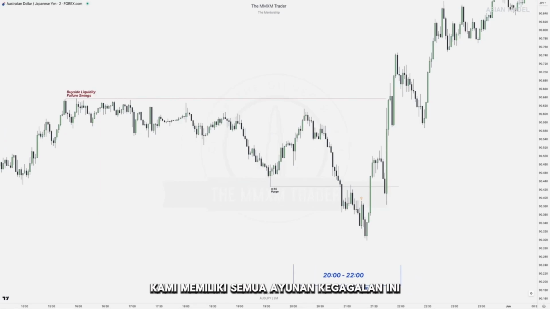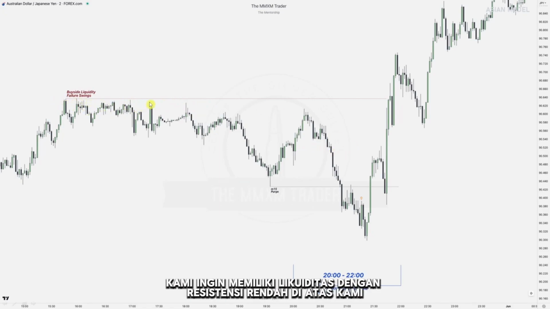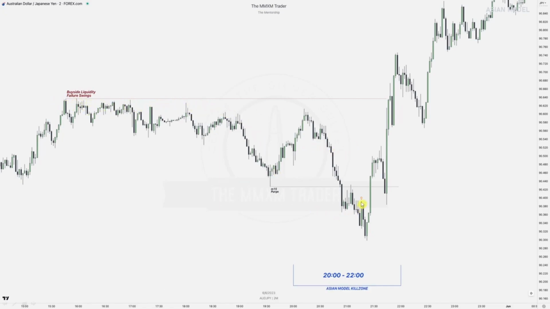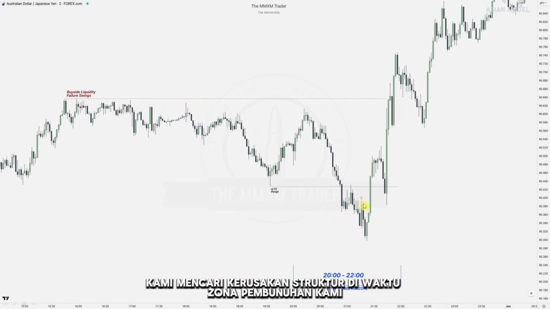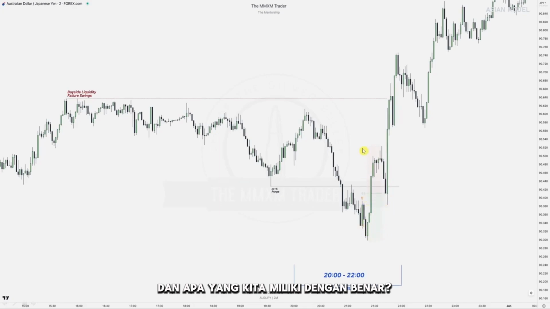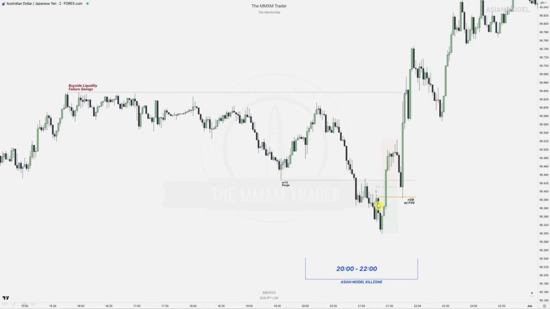Over here we've got all these failure swings, so low resistance liquidity, right? So even better, if we are bullish, we want to have that low resistance liquidity above us. Then over here we seek that break of structure in our kill zone time, right? So it has to happen within our kill zone time. So break of structure, price returns back into discount, and what do we have, right? Premium high into discount low, and we can see this bullish order block with a fair value gap combination, right?